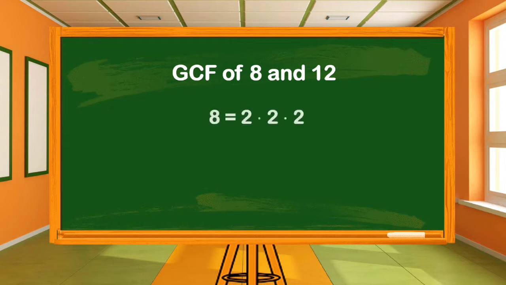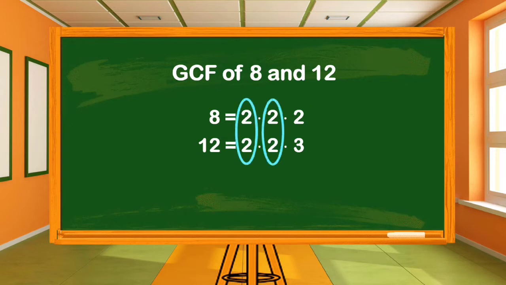So 8 is equal to the product of 2 times 2 times 2, while 12 is equal to 2 times 2 times 3. Do you see the same number in each factors? Yes. And we can encircle each pair to help us identify the common factors. So we have 2 times 2. Therefore, the GCF of 8 and 12 is 4.